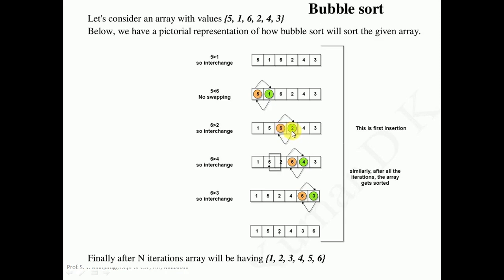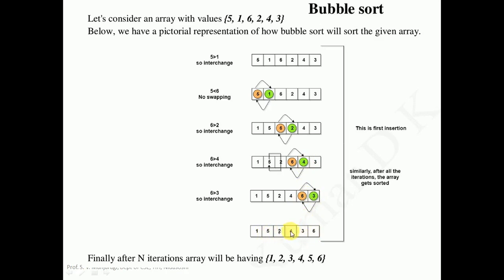After that, compare 6 with the next element 2. Here exchange is required because 6 is greater than 2. So we get 2 and 6. And after that, 6 is compared with the next element 4. Here 6 is greater than 4, so we need to swap these two. So 4 and 6 are swapped. And after that, compare 6 with the next element 3. Again swapping is required because 6 is greater than 3. So after swapping, we get 3 and 6.